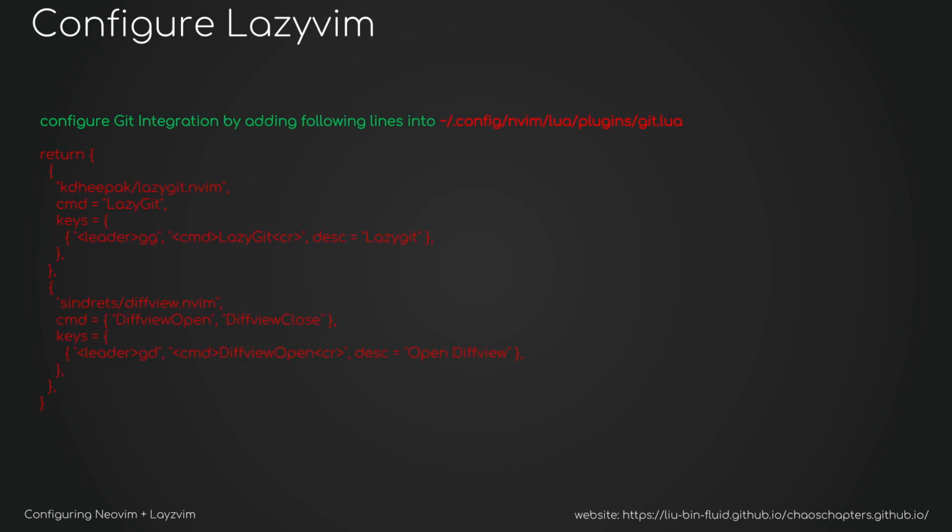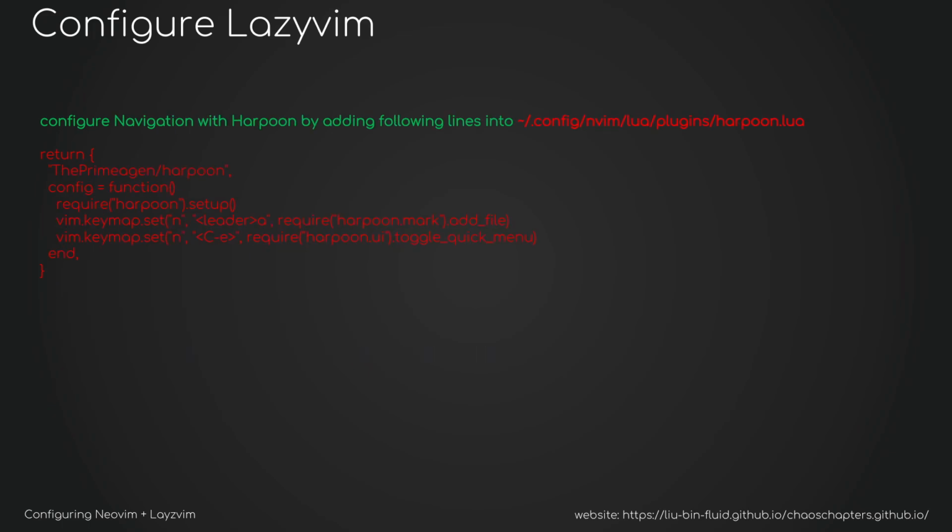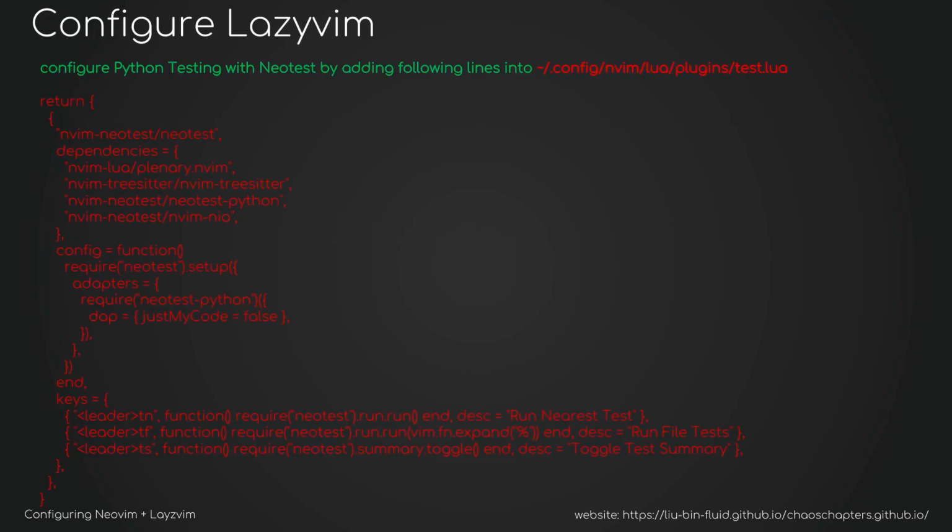So these settings in red are used to control the integration of Git in Neovim. Do the same for Git, like what we have done for LSP, C++, and Python integration. Here are the settings for the configuration of navigation in Neovim. Furthermore, these codes in red are the configuration for Python testing in Neovim. Do the same like what we did in the past.